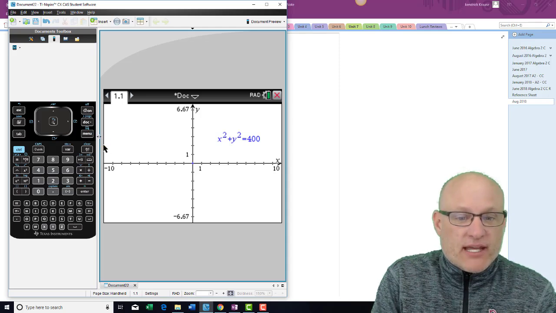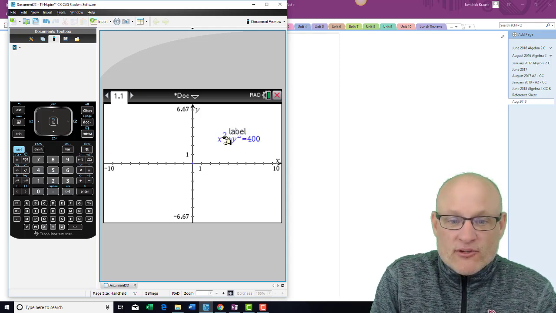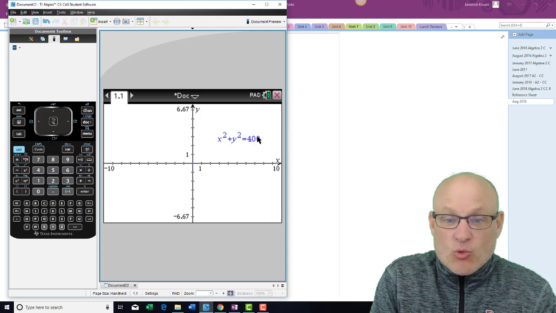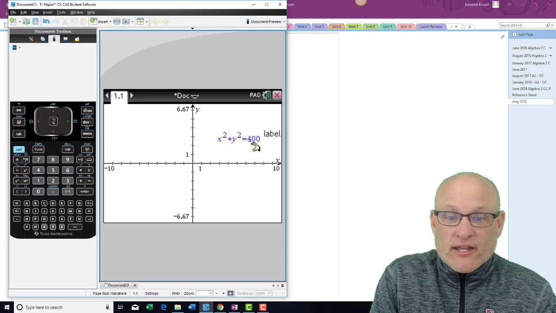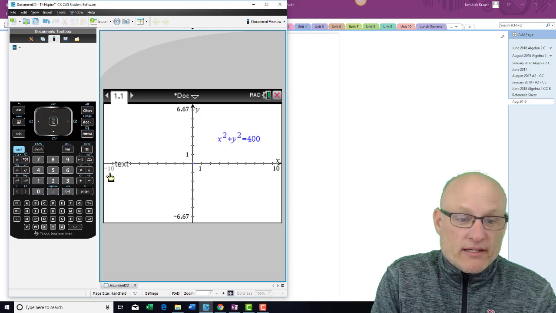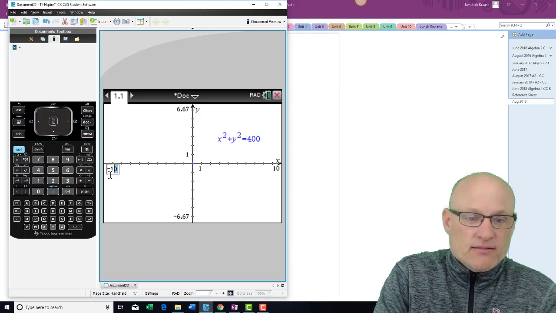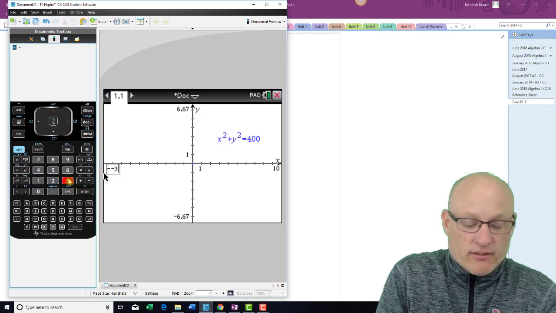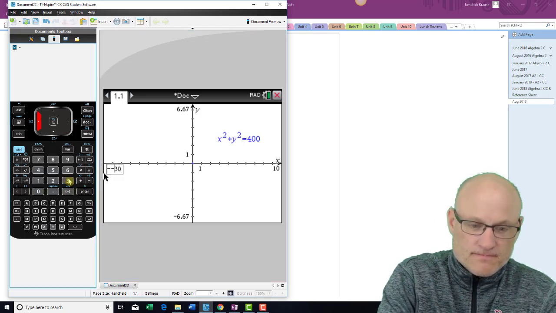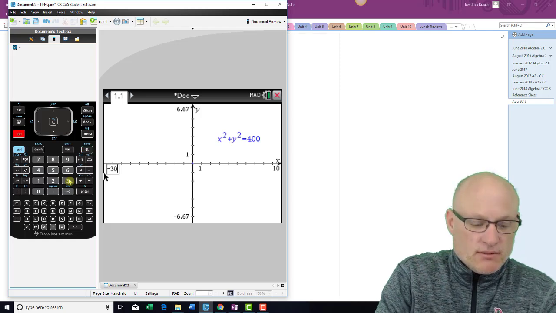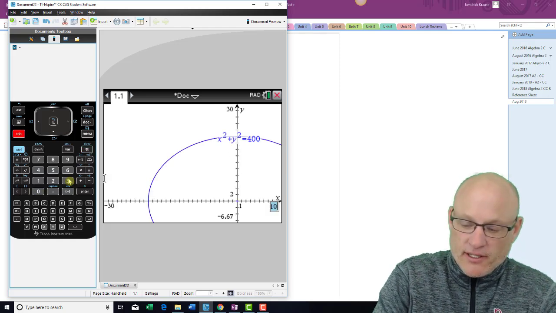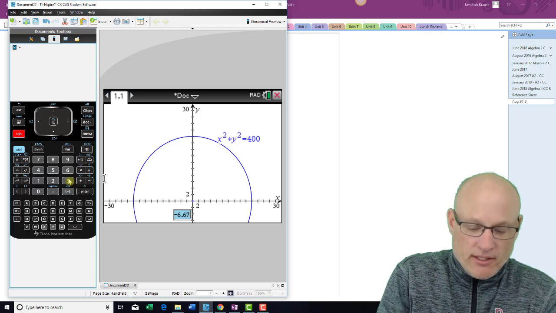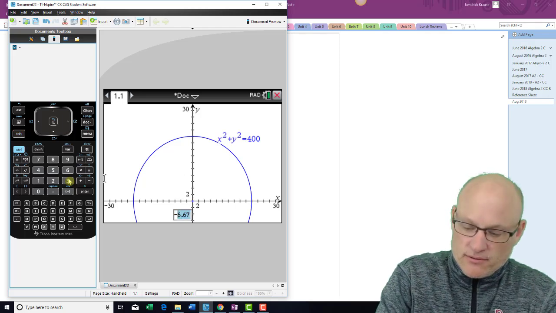So here's why you can't see it. Remember, the center is at the origin, and that's where you see that little blue circle right there. But the radius is the square root of this, and the square root of 400 is 20. So I'm going to go negative 30, negative 30, tab, 30, tab, 30, tab, and then negative 30.